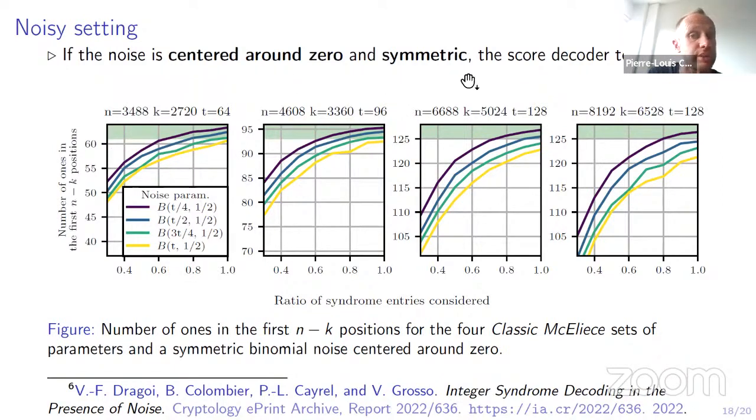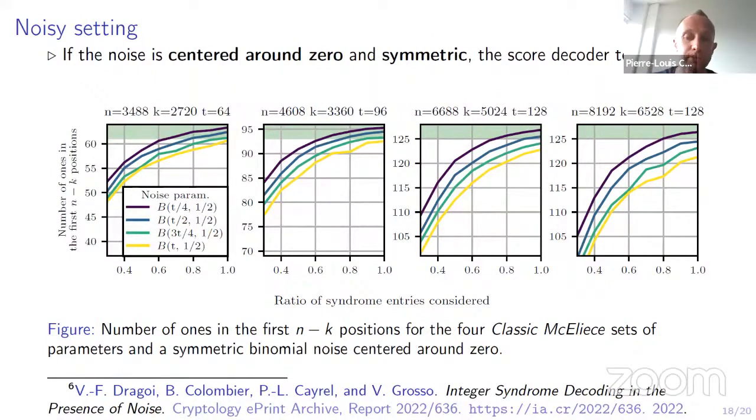So the noise is centered around 0 and symmetric, and the score decoder tolerates it. So we did it experimentally, and it works. Even if the acquisition is not perfect, if we have some noise on the syndrome value, that's fine. We can still succeed in finding the correct vector x. This is the object of another new paper that we have posted on ePrint last week with all my colleagues. So we have more theoretical results about this, which is just experimental on the slides, but we have more theoretical results.